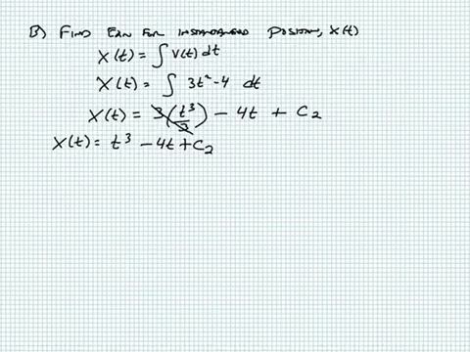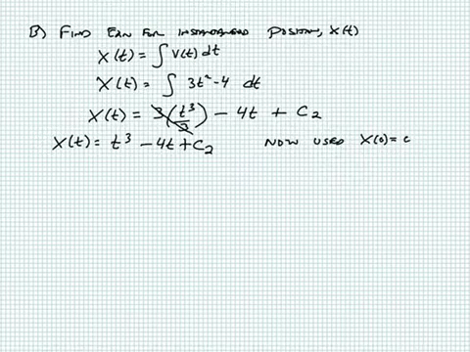So now the next step is I want to use my initial condition, or my known point, which is that my initial position is equal to 0 meters. So I'm going to put that into this general equation for position. And so the position is 0 when time is 0.